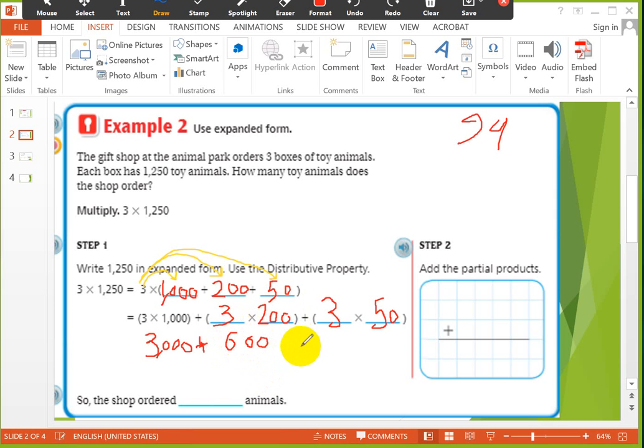Excellent, Lana. Plus, I will multiply 3 with 50. Excellent, Kayan. I will multiply 3 with 5 and put 1 zero next to the answer. 3 multiply 5 equals what? Equals 15. And put 1 zero next to the answer, so it will be 150. Okay? Now, to find the final answer, I have to add all those answers. So let's add the answers together.